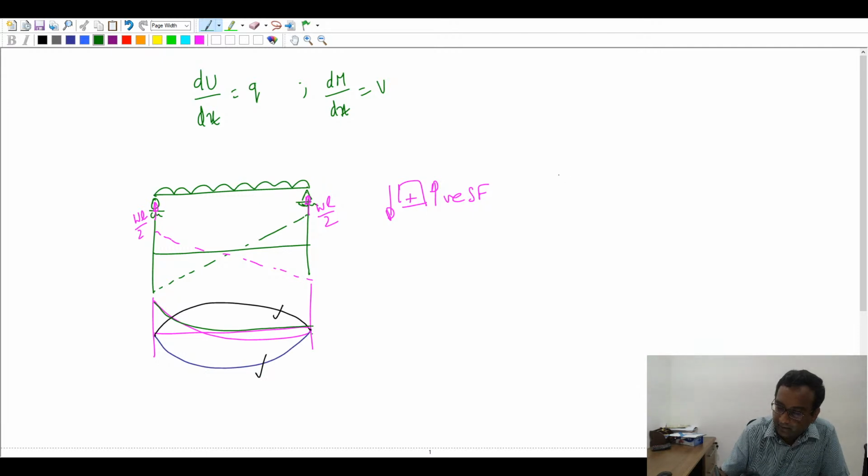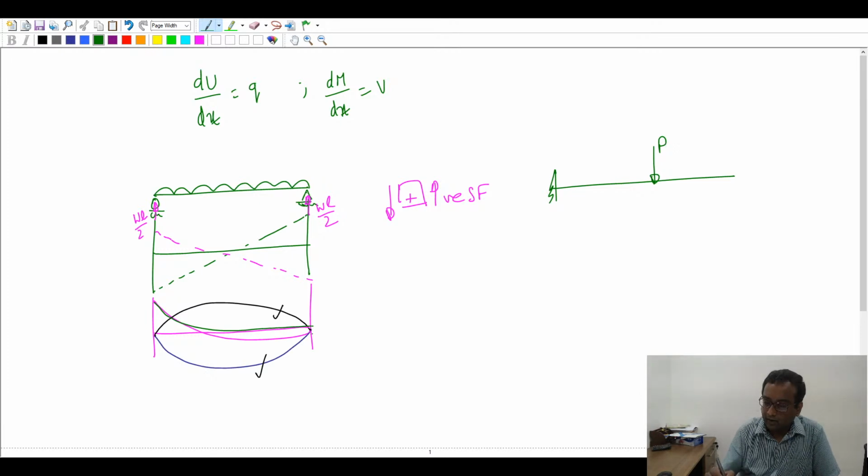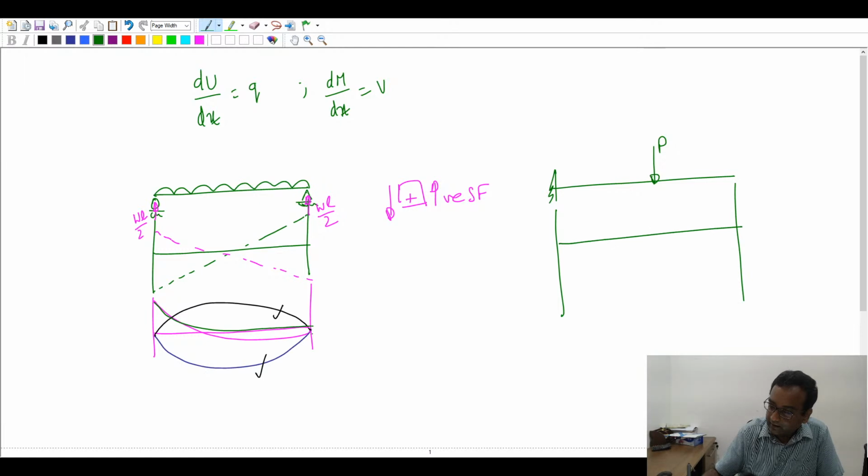Similarly, if I have a more complicated structure, say a cantilever with a point load P in between. Okay, so now what happens? It's a point load, the load is not distributed. So here you use the fact that for the shear force diagram, until there is a load coming on the beam, the shear force is going to be 0. You use the equilibrium equations, and it will be 0 up to here.